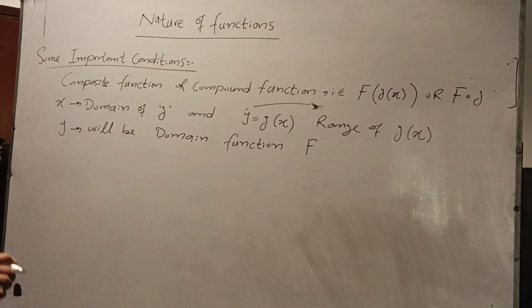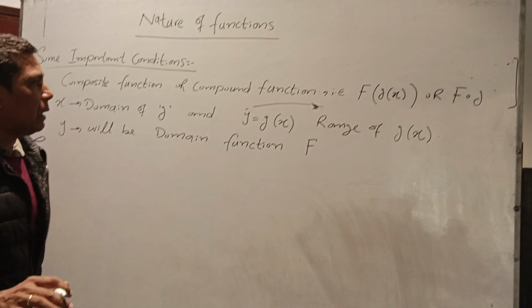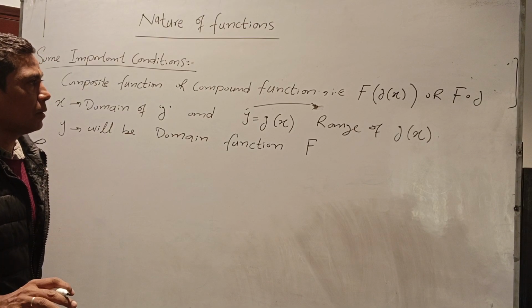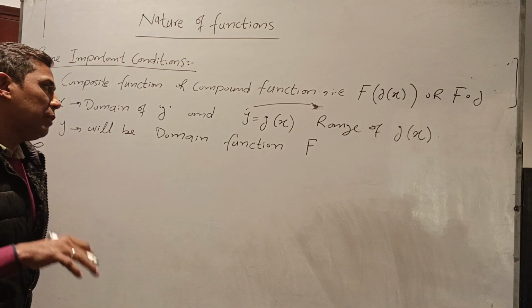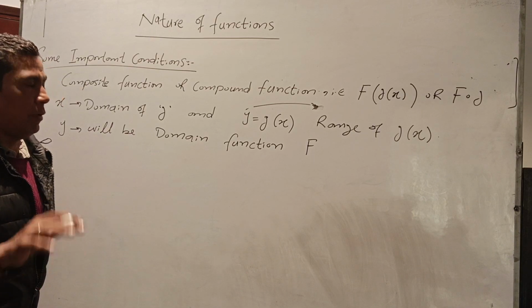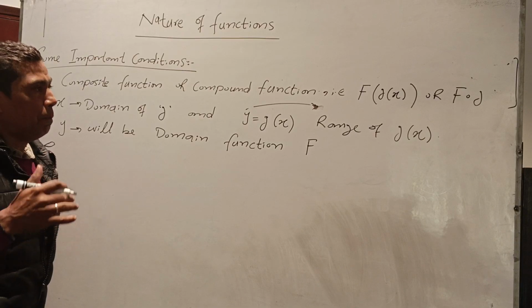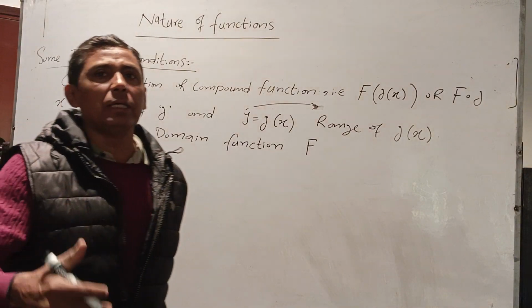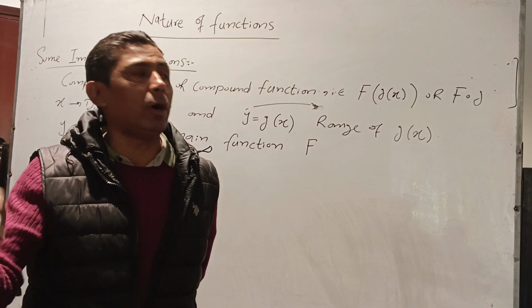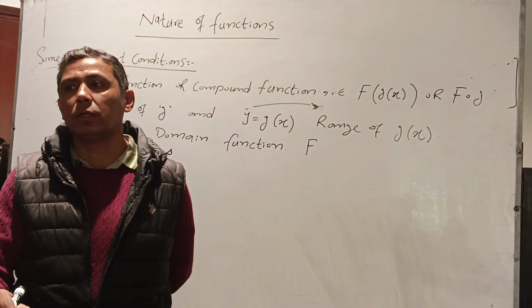So we are focusing here on what should be the nature of g(x), and then we will define the nature of function f as well, to prove the function is quasi-concave or quasi-convex. Why are we going to define this one?